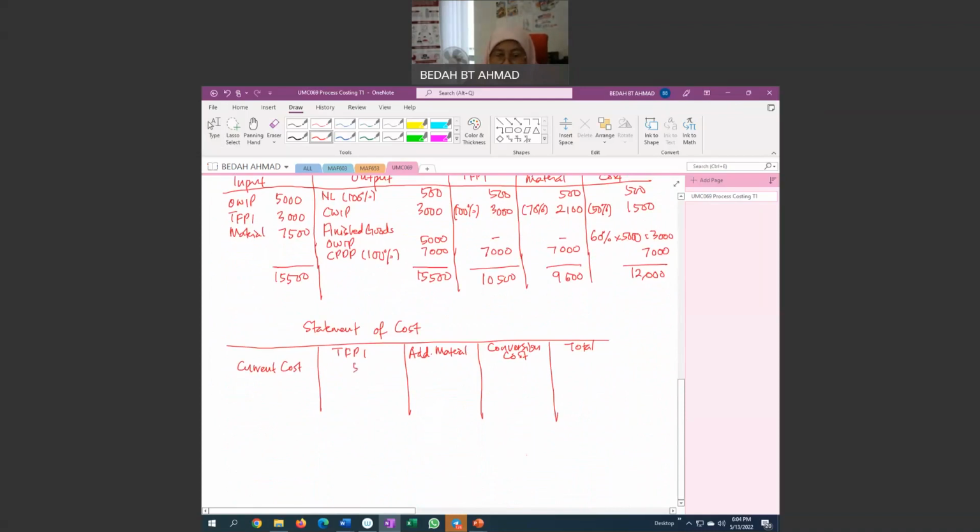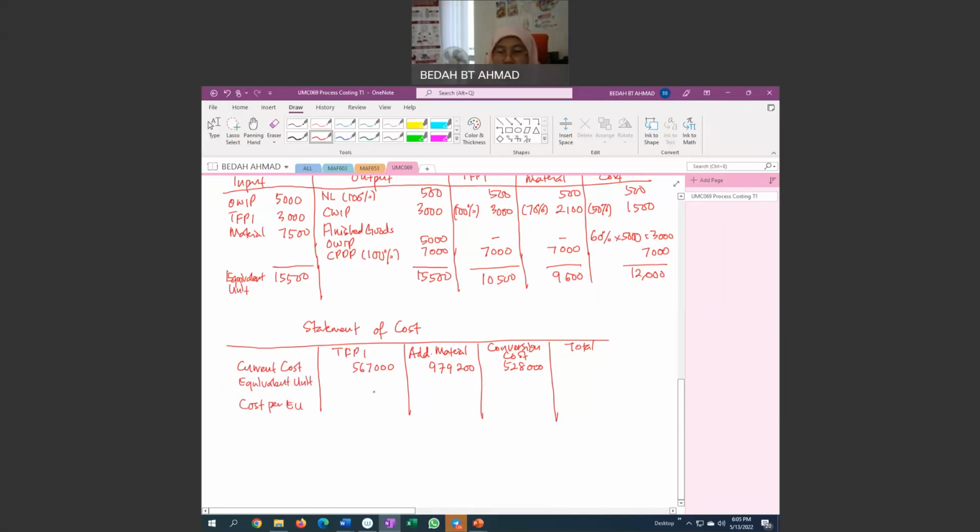So here 567,000, 979,200, and 528,000. Okay, and for the equivalent units, we call it the equivalent unit. So divide by the equivalent unit, so we get the cost per equivalent unit.